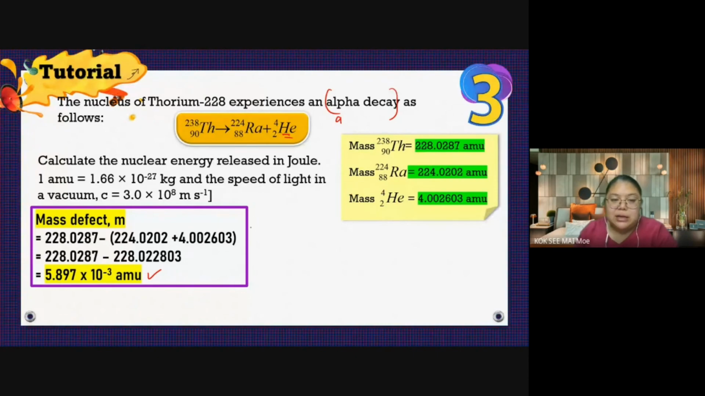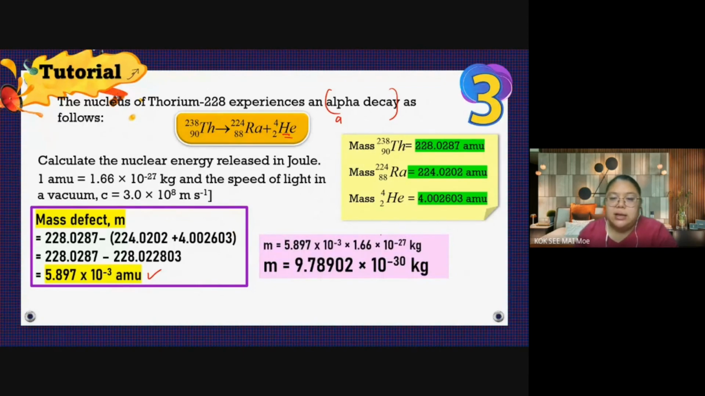5.897 times 10 negative 3 AMU. So I need to convert AMU to kilograms. So I get 9.78902. You see, I write 4, I never cut, I write the full one. Okay, the mass defect is 9.78902 times 10 power negative 30.